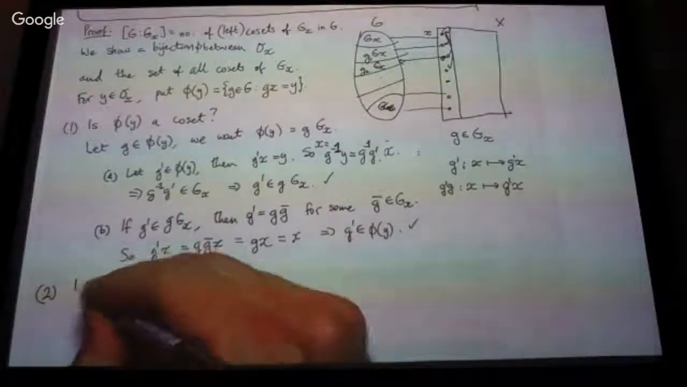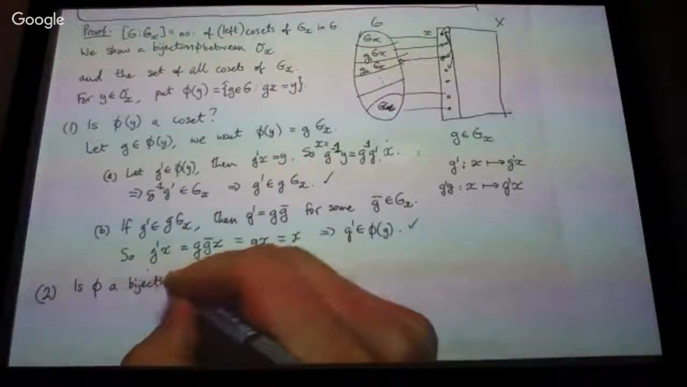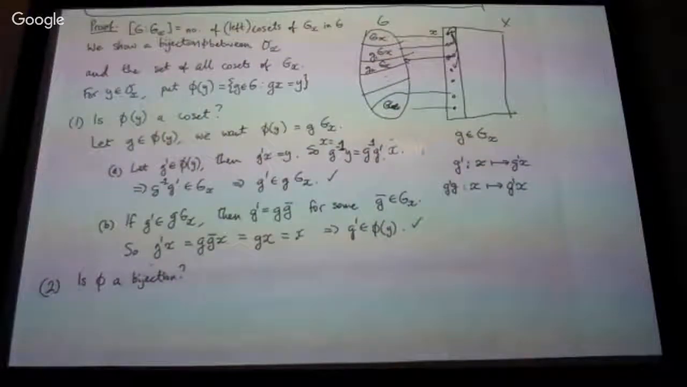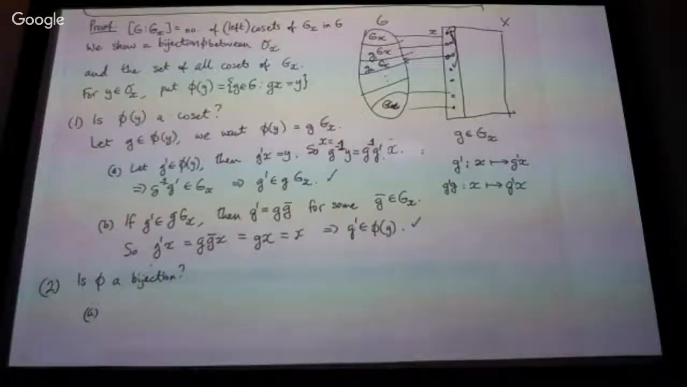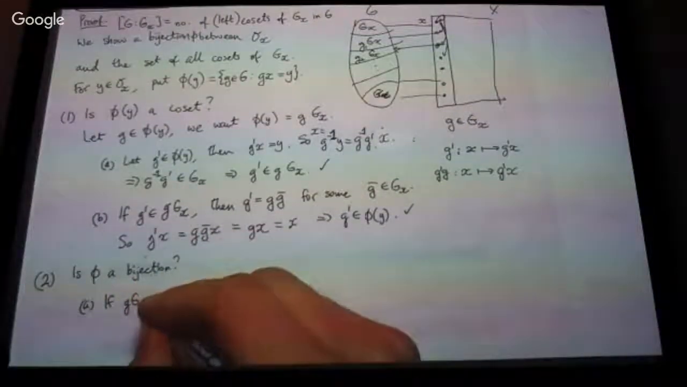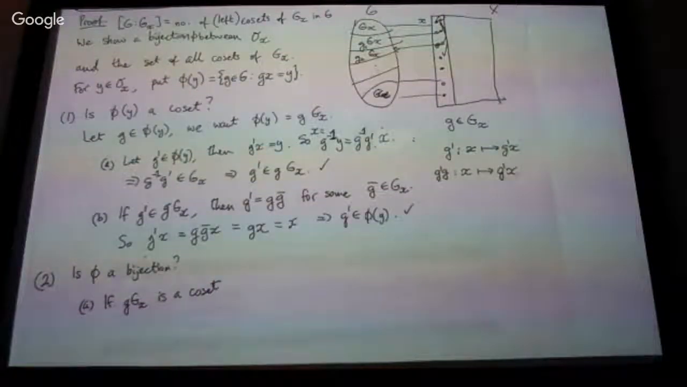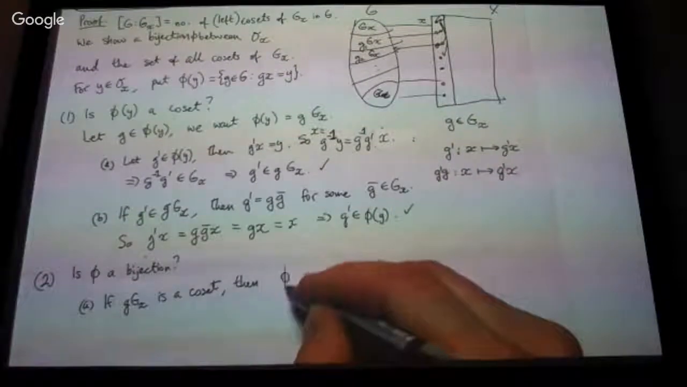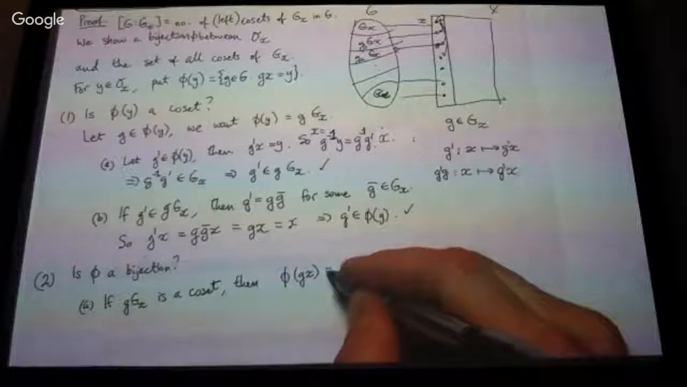Now is phi a bijection? So bijection again, that's A and B. So if g times the stabilizer is a coset, then what's phi of gx?